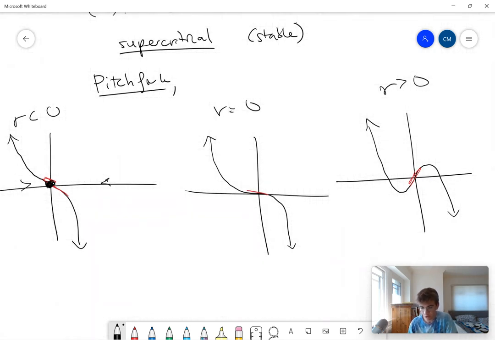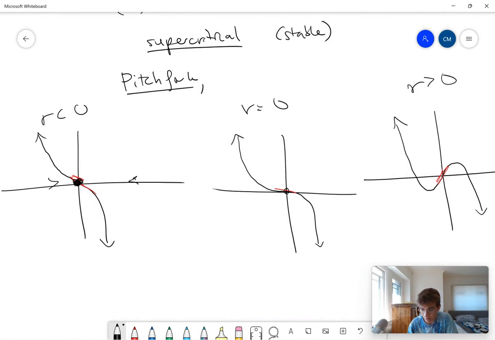And then when r hits 0, notice how I still have a stable origin, but the trajectories are going to approach the origin a lot slower, okay? And so this is what we call a critical slowing down, when the order of magnitude of how quickly it approaches the origin fundamentally changes. And this can also be characteristic of a bifurcation that's about to happen if your system has a critical slowing down point.